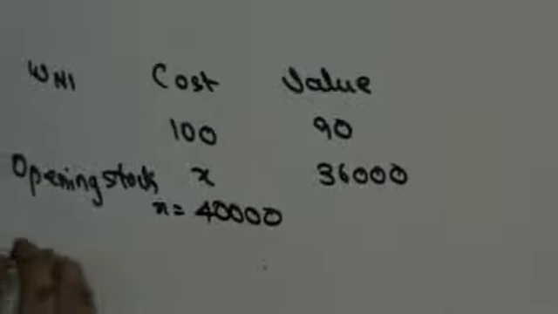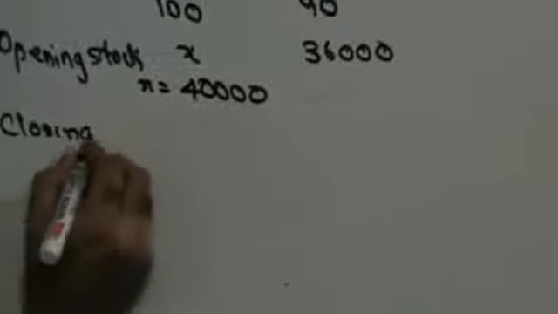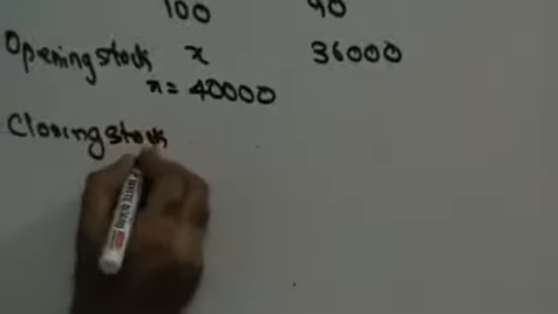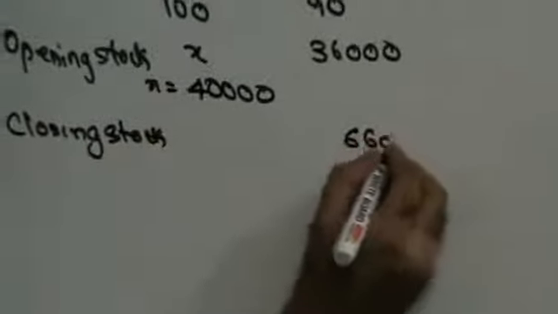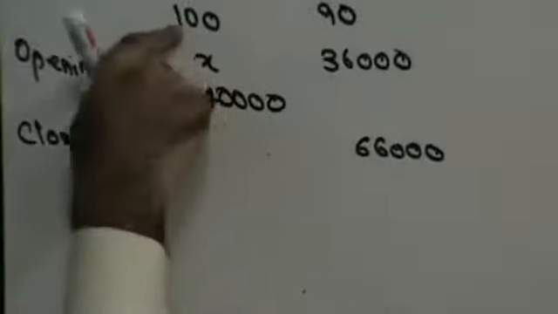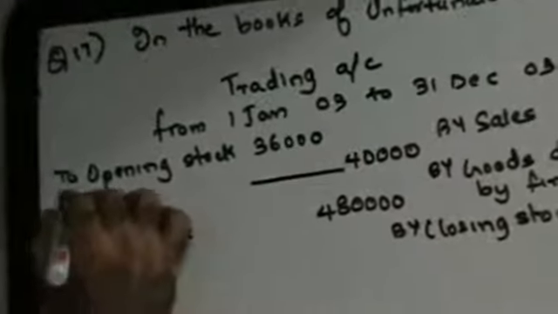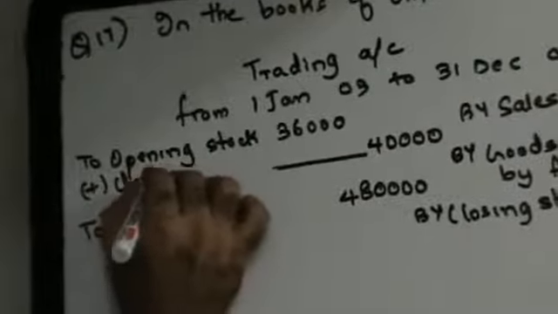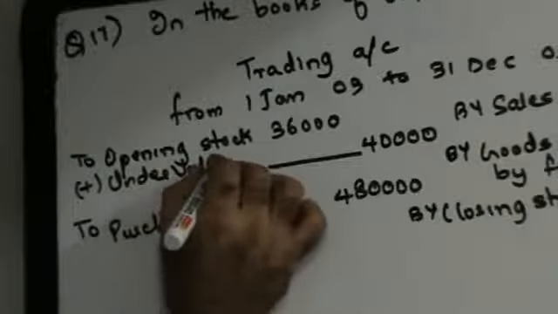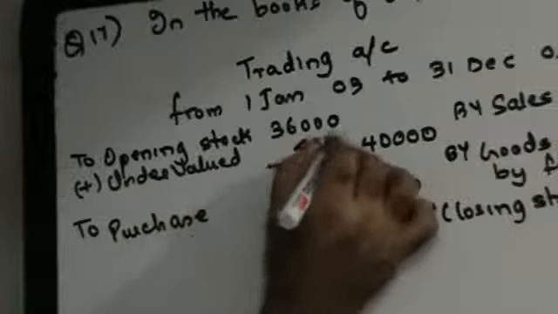Similarly, I can work this for closing stock also. Closing stock value is given to you as 66,000. So 66,000 into 100 divided by 90. No. You will not work this for closing stock because they've given you something else. Okay. Now before I move on ahead, let's try this. So my opening stock is going to be 40,000. So add undervalued. It was undervalued by 4,000.